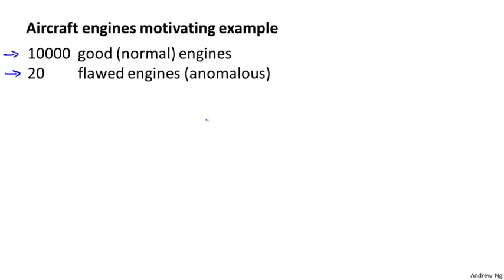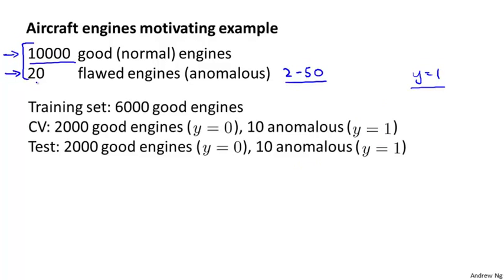For a pretty typical application of anomaly detection, the number of known anomalous examples, that is with y equals 1, anywhere from 20 to 50 would be a pretty typical range. And usually we'll have a much larger number of good examples. So given this data set, a fairly typical way to split it into the training set, cross-validation set, and test set would be as follows.